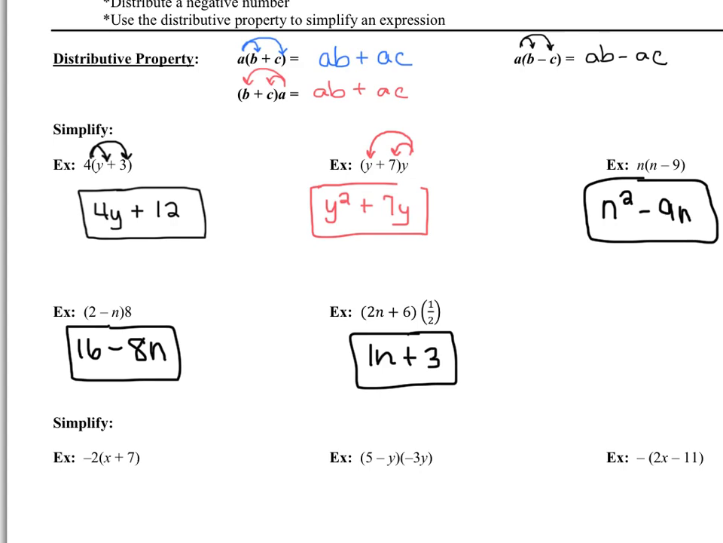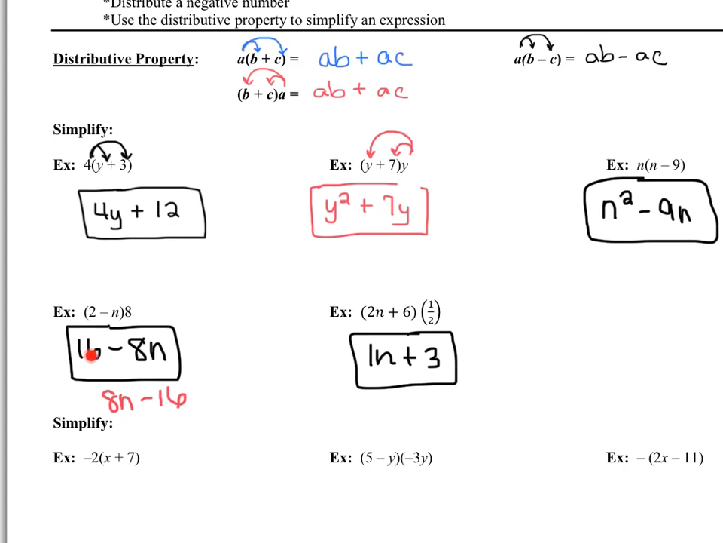So in this first example, we have n times n, which is n squared, minus comes down, n times 9, which is 9n. In this example, again, you want to make sure you're being really careful about order. So you're first doing 8 times 2, which is 16. You bring down your minus, and then 8 times n, which is 8n. Keep in mind that that would be extremely different than 8n minus 16. Remember that subtraction is not commutative like addition. You can't just switch the order.